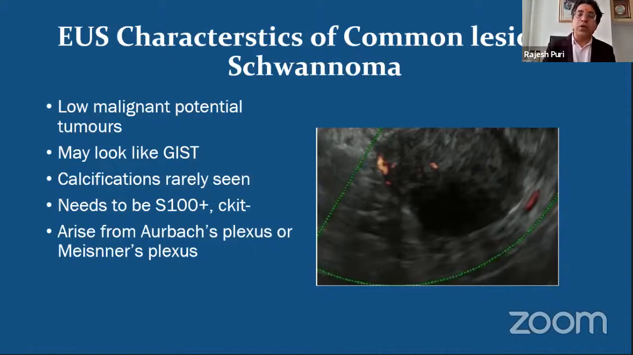It is important, when you come across a fourth layer lesion, that you take the biopsy to prove whether you are dealing with the GIST, or the schwannoma, or the leiomyoma.